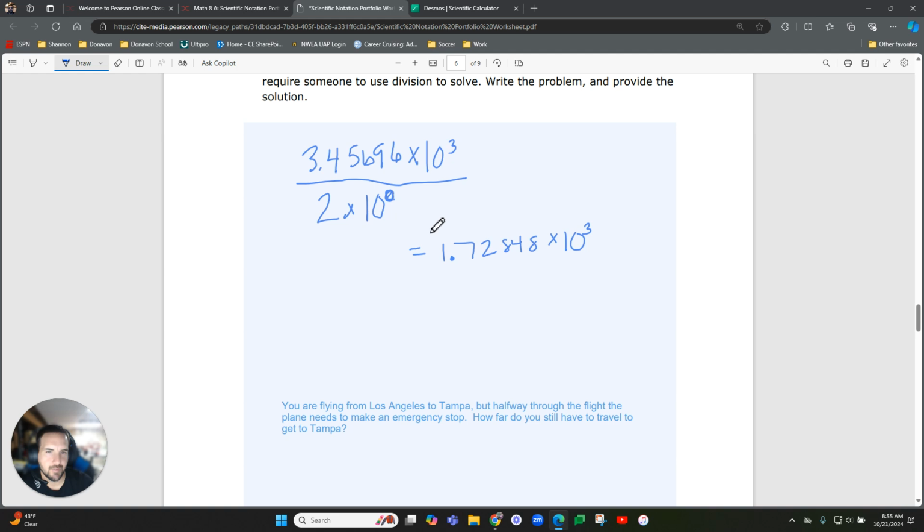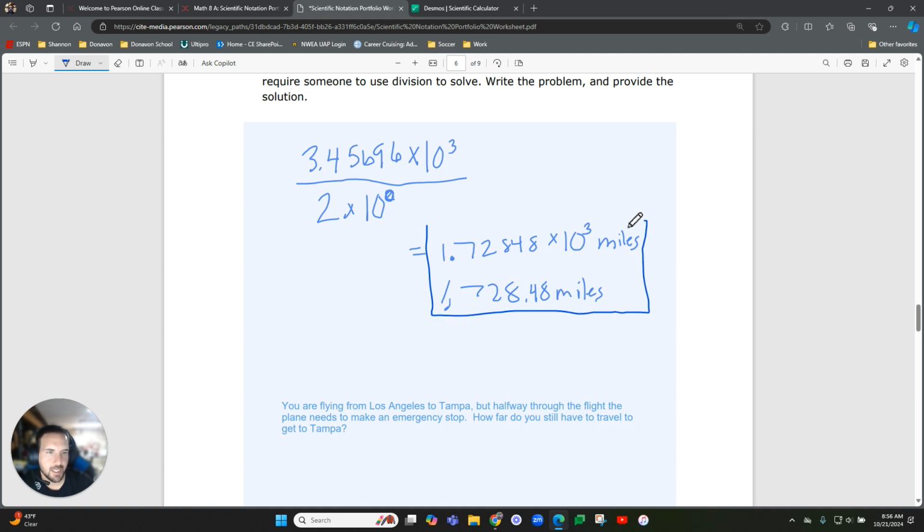So we would still have to travel half the distance, which would be that many miles, or you could just move the decimal place over 3 times, and it would be 1,728.48 miles left to travel. Either one of these would be correct.